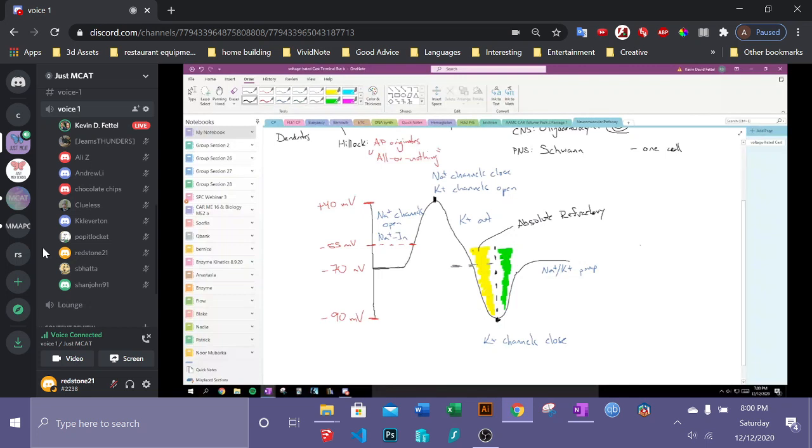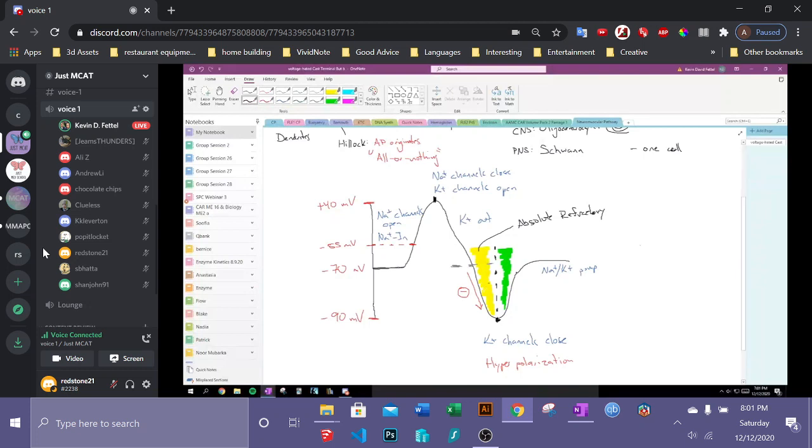So what's going on here is that we want this cell to be at this negative 70, but think about this. In this area in yellow, we're getting contradicting signals. We're getting a signal from this potassium moving out, and as the potassium moves out, the cell keeps going down. This is hyperpolarization. As long as these potassium channels remain open, the cell is just going to constantly want to go in the negative.